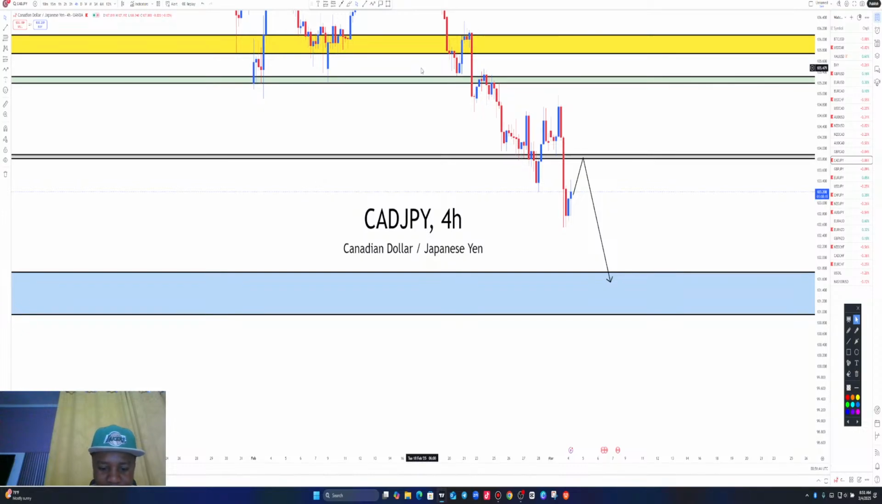Next one. The pairs are many. Okay, I'm seeing GBP USD. I'm seeing Germany 30. Okay, GBP USD. Which one should I even take? Okay, we have BTC USD. So GBP USD and BTC USD are up next.